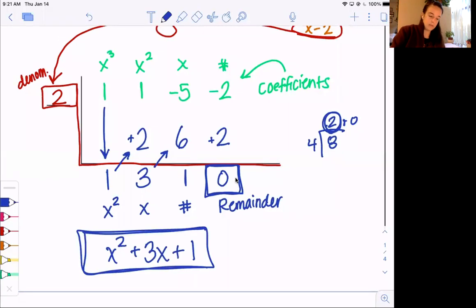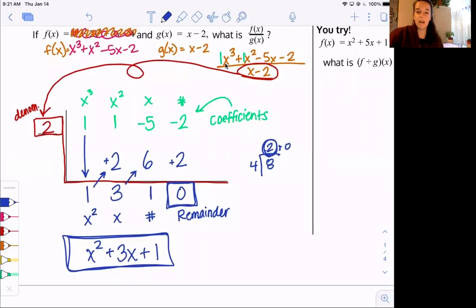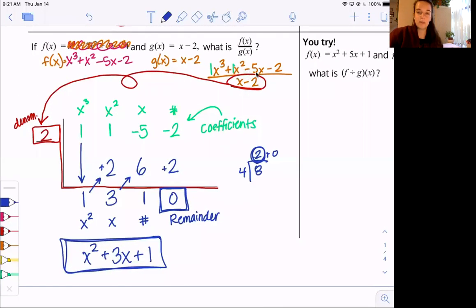And that would be my answer for this problem. So I would say that x to the third plus x squared minus 5x minus 2, divided by x minus 2, equals x squared minus 3x plus 1. This makes sense to me generally, because if I have something that starts with x to the third and I divide out an x, then I should have x squared left over. I had 3 x's, I divided out one of them, so I should have 2 left over. So my problem is going to start with x to the third.